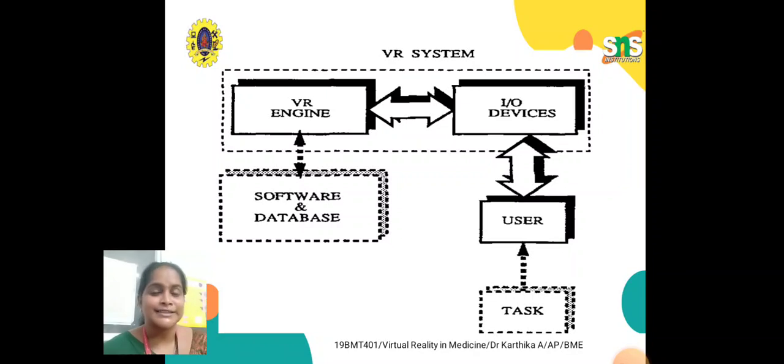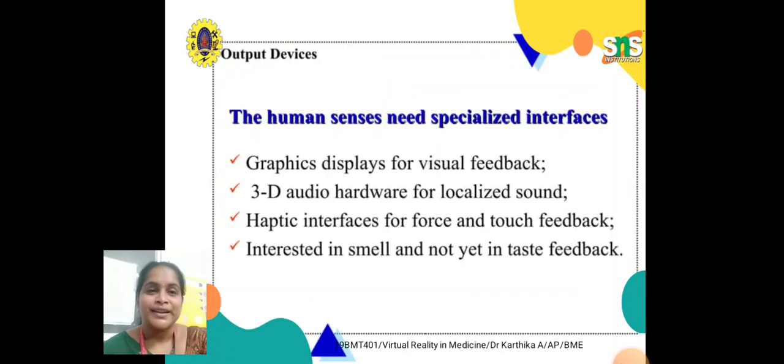In this VR system architecture, it includes the VR engine, software and database as input and output, and also we have IO devices, and we have user and task. Here the human senses need specialized interfaces like graphics displays for visual feedback, 3D audio hardware for localized sound, haptic interfaces for force and touch feedback, and interest in smell but not in taste feedback.